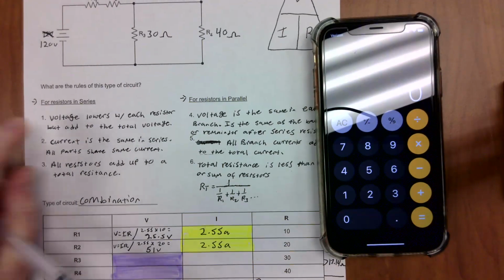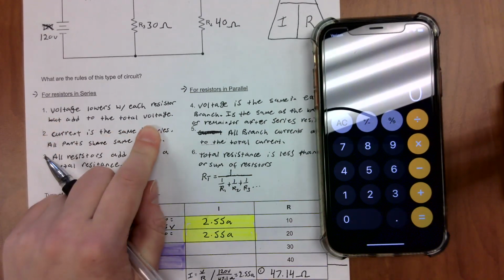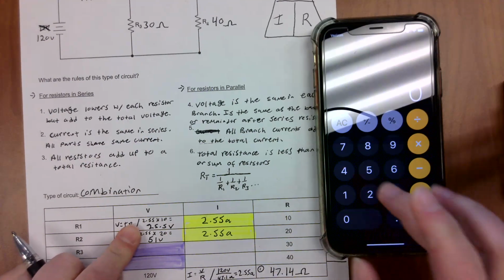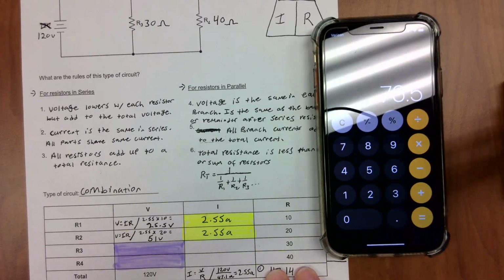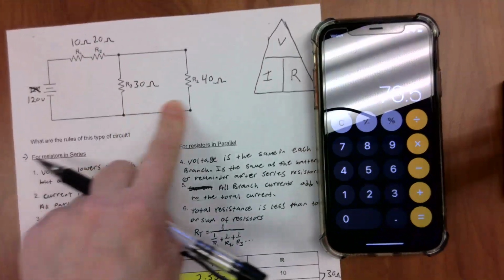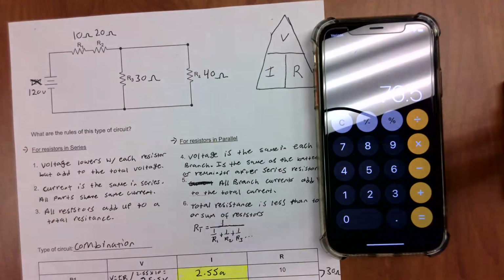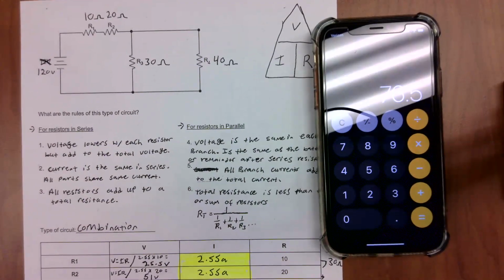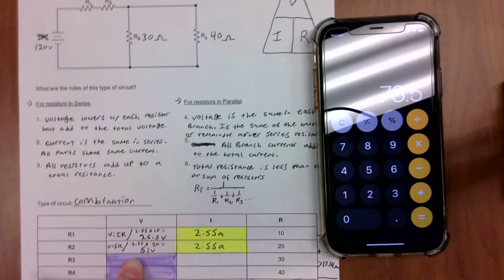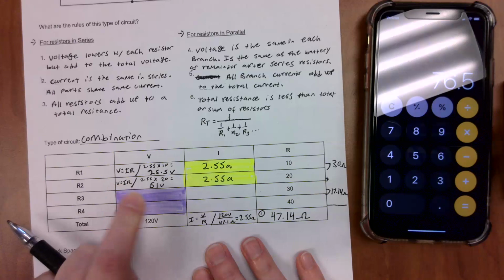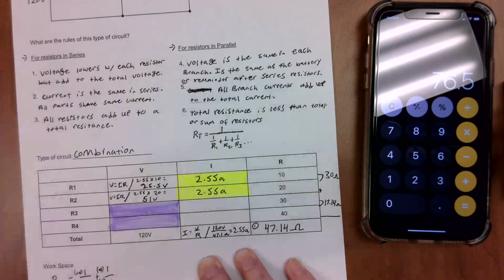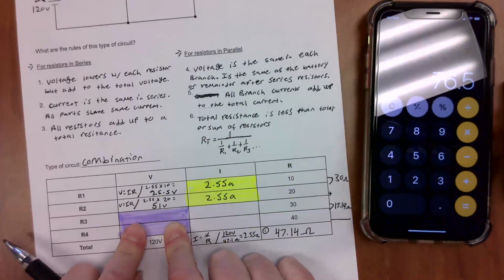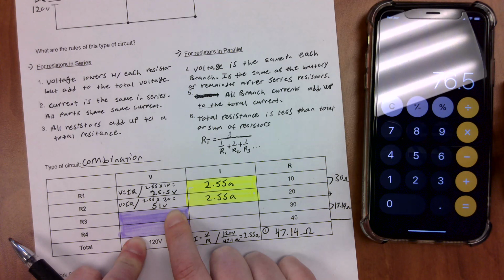Now you might be a little confused and go, but wait. Aren't these two supposed to add to a total voltage? 51 plus 25.5 is clearly not 120. But like I said, both of our parallel, once we put them together, are going to be treated as a series resistor, which means that, according to our other rule up here, voltage is the same in each branch. Like we said, whatever number we have here is going to be the same in each box.